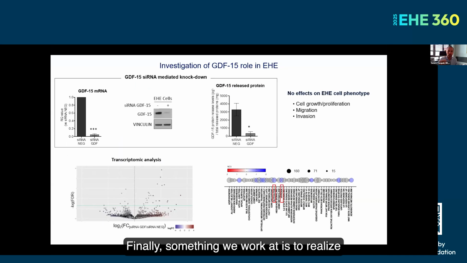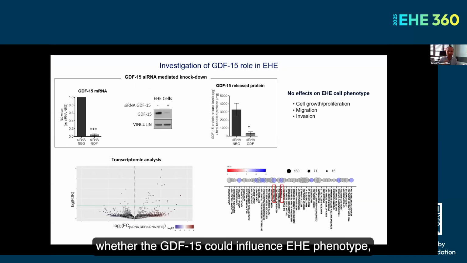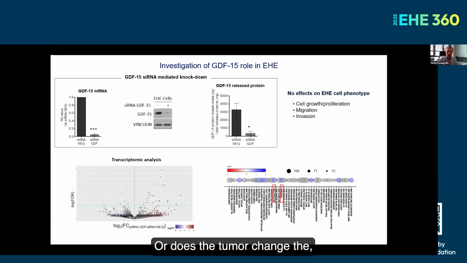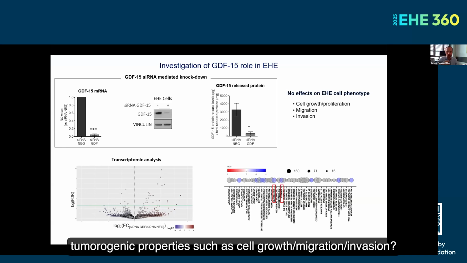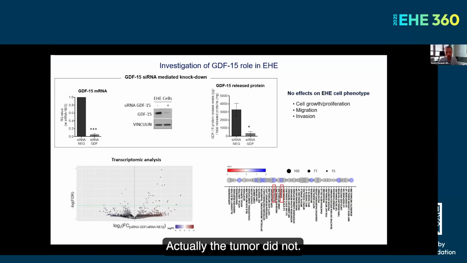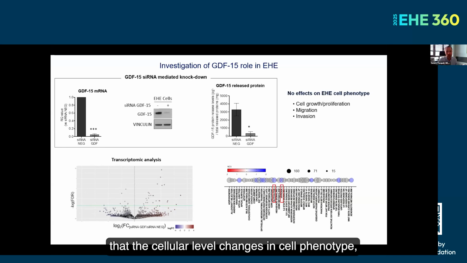Finally, something we worked at is to realize whether GDF15 could influence EHE cell phenotype, which means what happens if we block GDF15? Do we observe regression of the tumor or not? Or does the tumor change tumorigenic properties such as cell growth, migration, invasion? Actually, it did not. So when we inhibit GDF15, we didn't observe changes in cell phenotype at the cellular level.